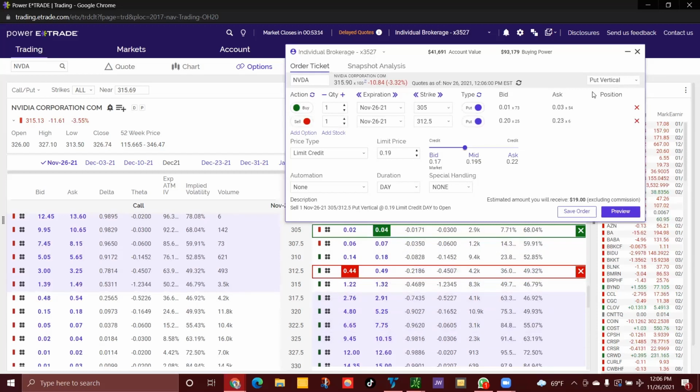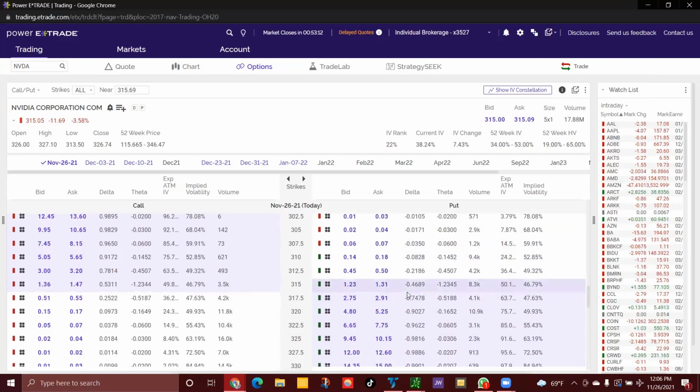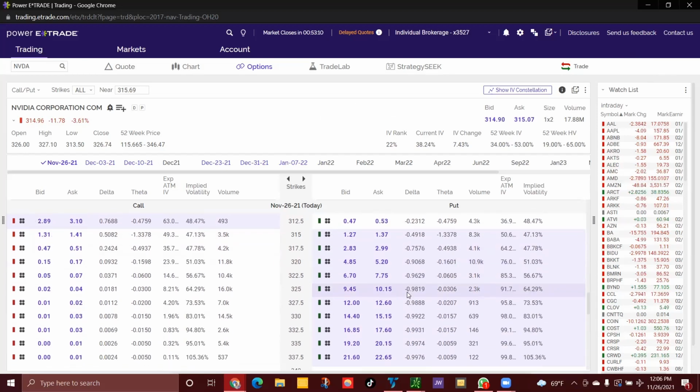I just am wondering why buy the 320. That's, I guess, where I'm confused. If you're selling the 315, I get that, because you believe it's going to go up, but why would you buy at 320? Because that's so out of the money.